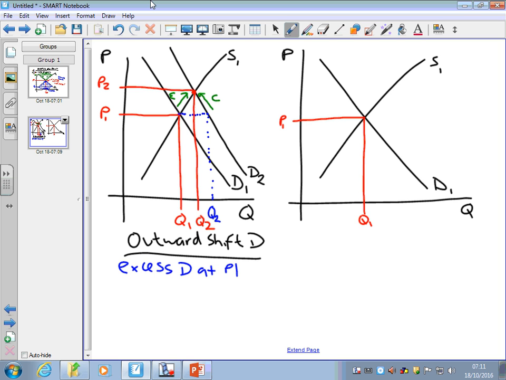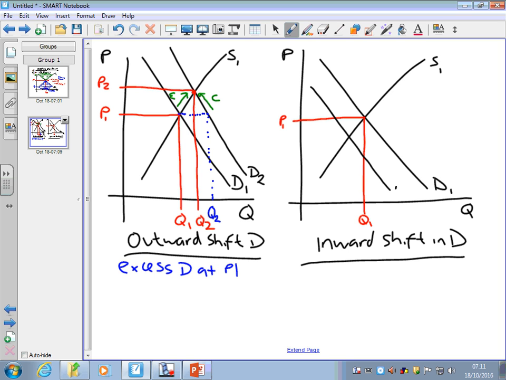Let's think about the opposite. Inward shift in demand. Right, so this time demand will shift to the left. And look at the problem you've now got. At the original market equilibrium price of P1 Q1, supply is still at Q1, but demand is at Q2. So look at that now. We've now got a problem of excess supply.